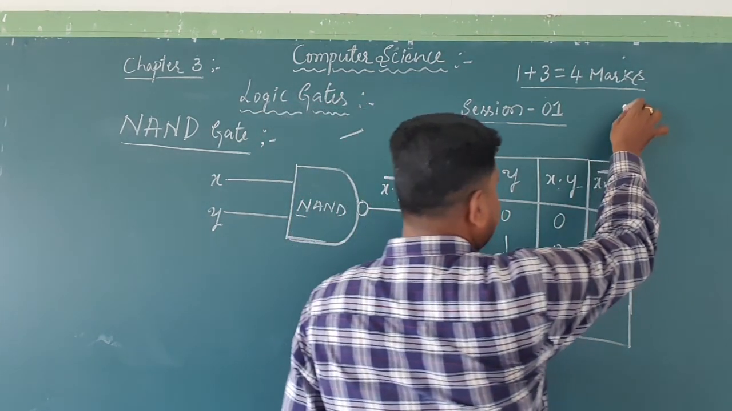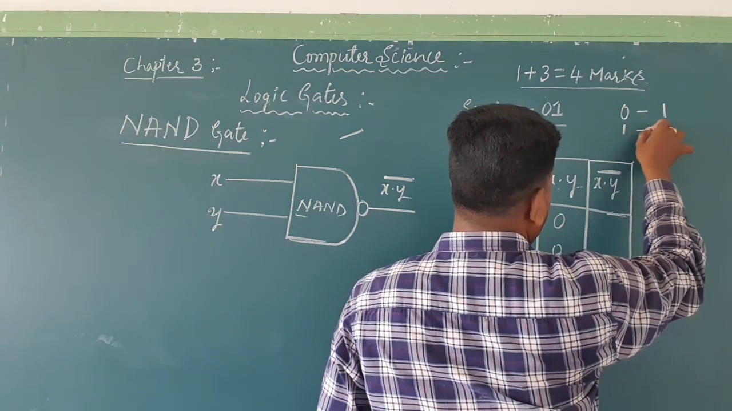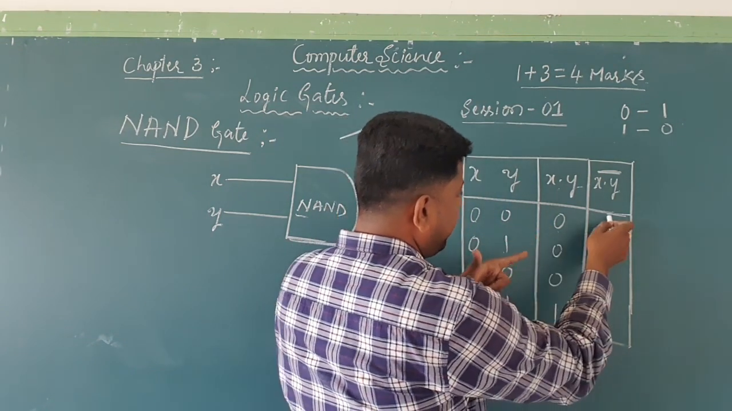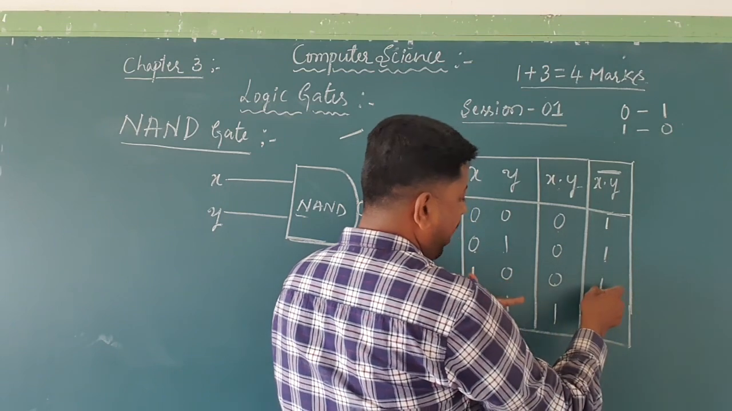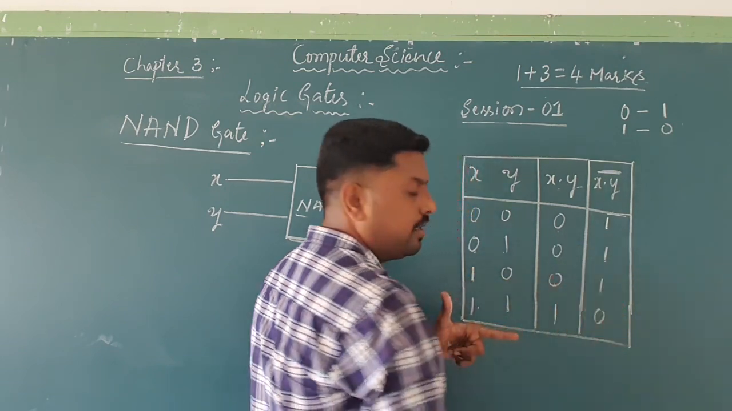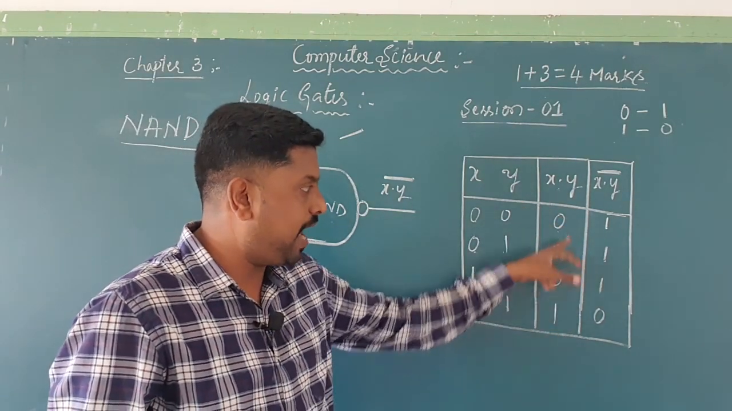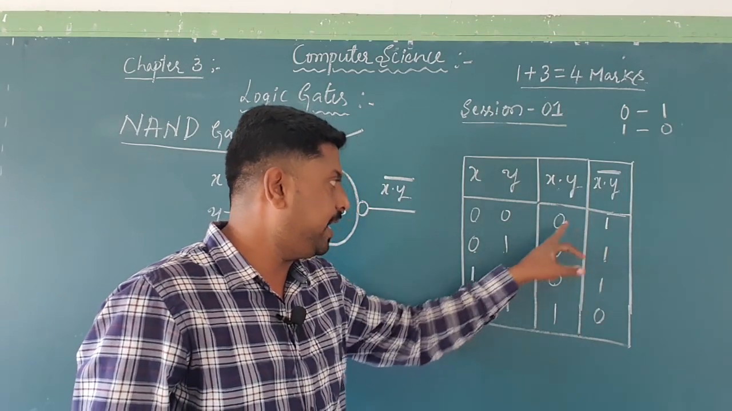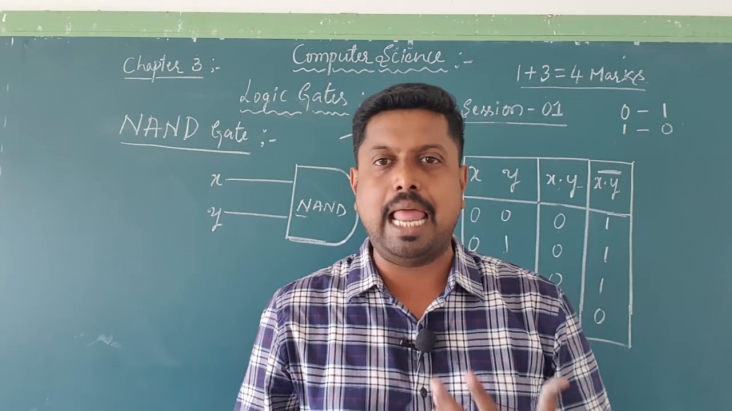If the input is 0, make that into 1. If the input is 1, make that into 0. That's all. So the results are 1, 1, 1 and 0. The complement of the AND gate is the NAND gate. The complement of the AND gate, that is the NAND gate. So this is the truth table for the logical NAND gate.